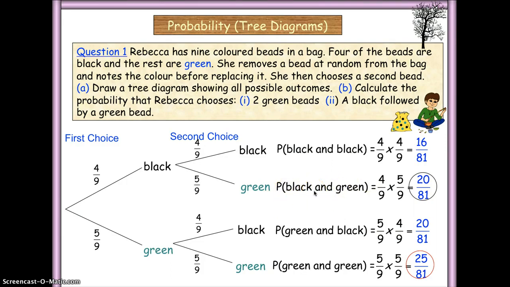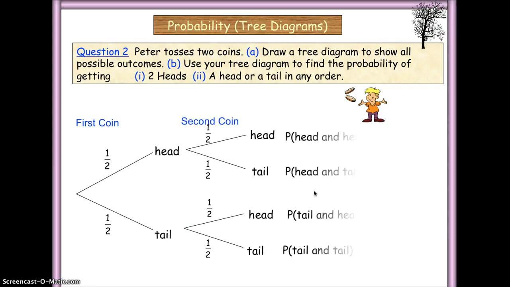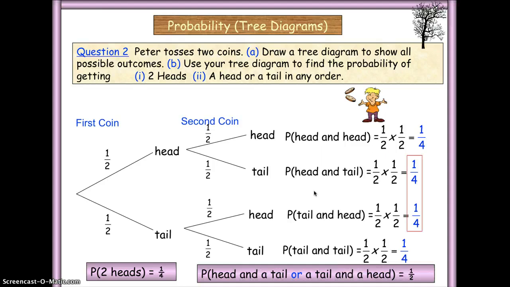Okay. Another problem is this one. Okay. I'm sure that it's getting easier now. So read the problem and do it on your own and check your work afterwards. The solution is in this video. Okay, here's the solution. Okay, and for the first question, 2 heads, it should be 1/4. And then for a head and a tail, or a tail and a head, it's 1/2. Okay?